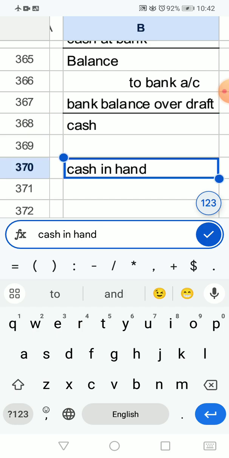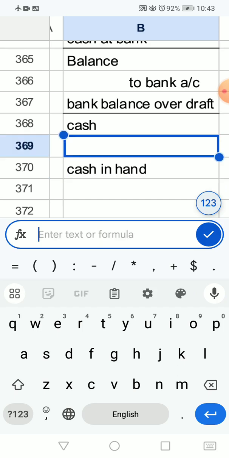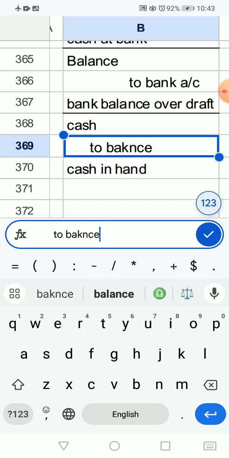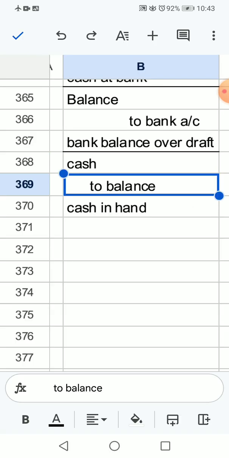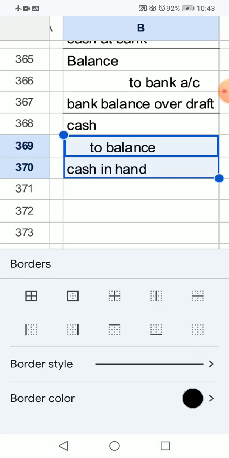Since it is just cash in hand, you are not paying cash, that means cash is not going out and cash is not coming in, it is just a balance. So on credit side, you will write balance. So this way your next entry has been completed.